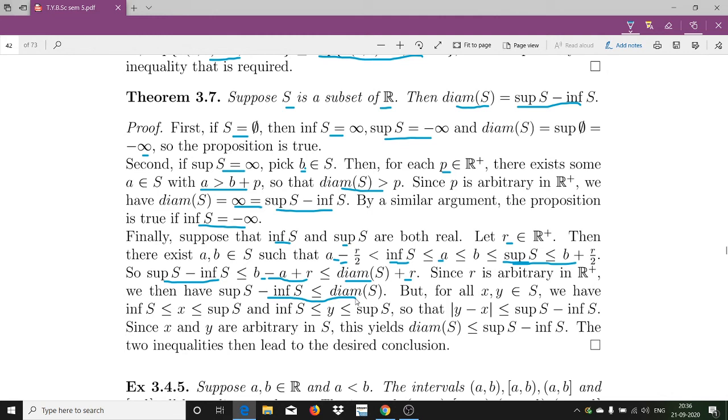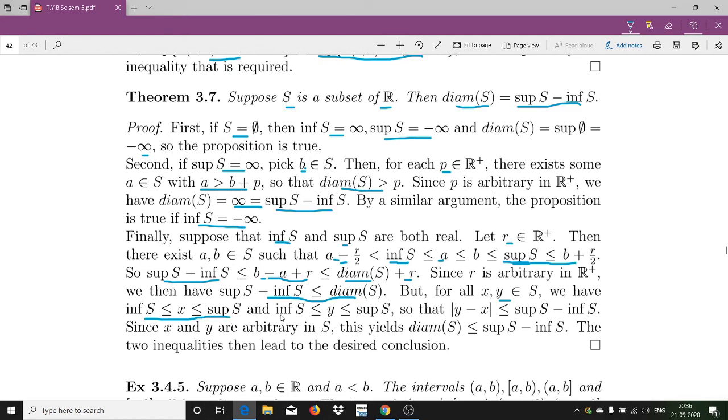But I want to prove that these two quantities are equal. So I will prove that the supremum of S minus the infimum of S is also greater than or equal to the diameter of S, and that will prove that these two quantities are the same. So for the next part, you take any elements x and y in your set S, then you will have the infimum of S is less than or equal to x is less than or equal to the supremum of S. That is the definition of infimum and supremum.